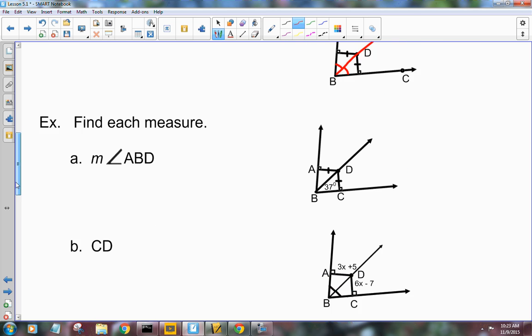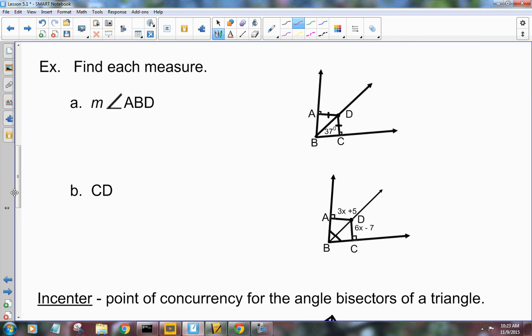So let's do a couple of examples here. We want to find the measure of angle ABD. What's going to be the measure of angle ABD? ABD is 37, right? If you wanted ABC, you would multiply it by 2. We want ABD, so it's going to be 37. Now, how do I know that that's 37? Just because it looks like it? Can't do that, can we? How do we know it's an angle bisector? Cameron?